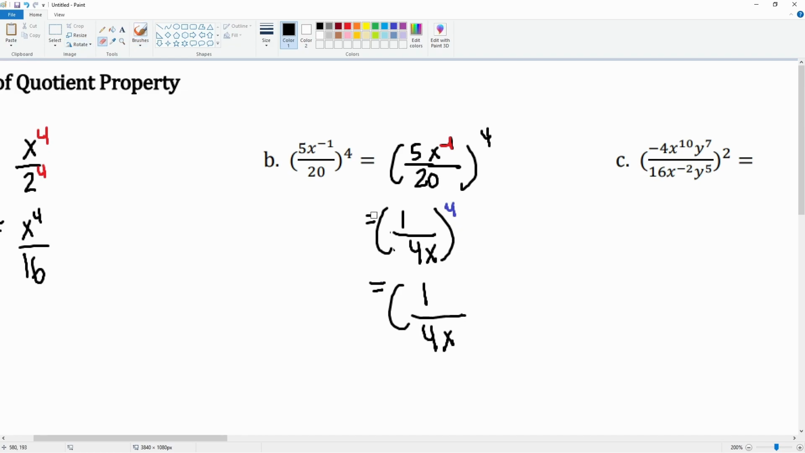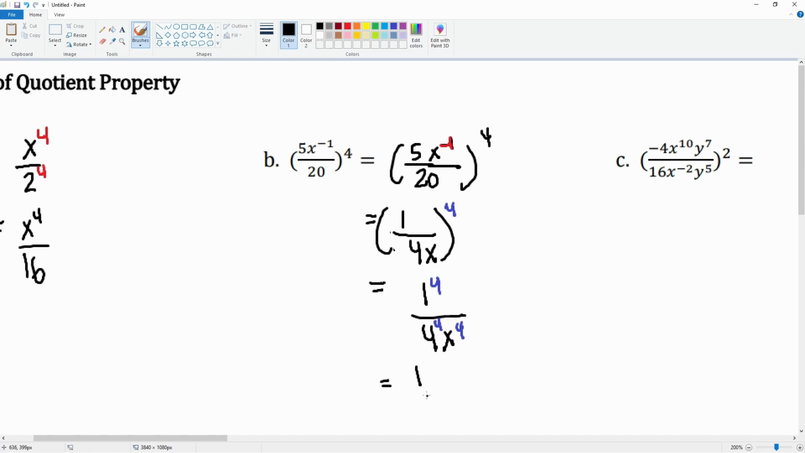But now we distribute the 4 into everything. So the 4 gets distributed to the 1 right here, like that. Then the 4 gets distributed to that 4. Then it gets distributed to that x right here. Okay. So 1 to the 4th is just 1.